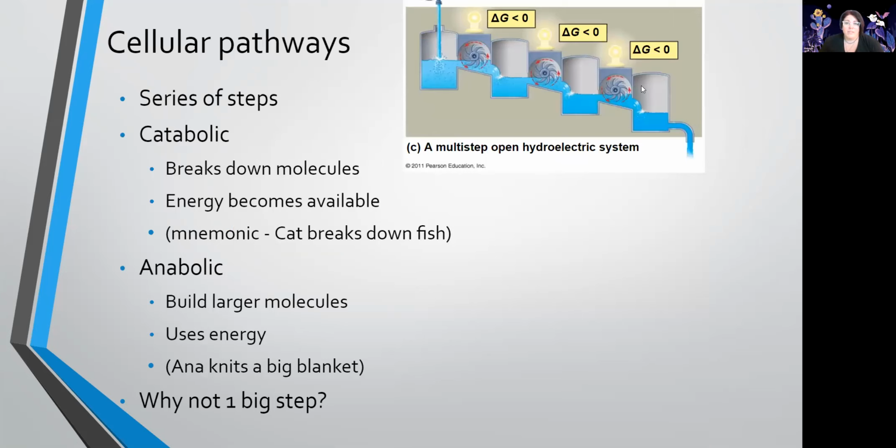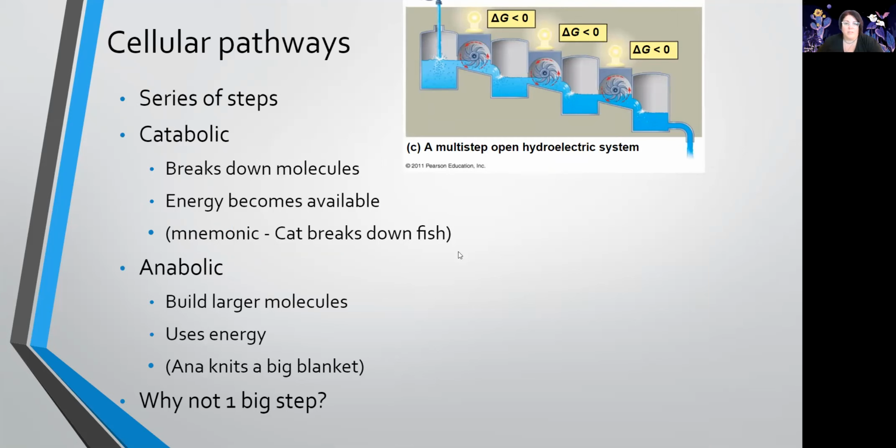Cellular pathways tend to do this in a multi-step process. So instead of just going from the faucet all the way down to the base here, there's usually multiple places where work can happen. Breaking it up can be a little bit easier overall. And another benefit is that regulation can happen at each step of this system.